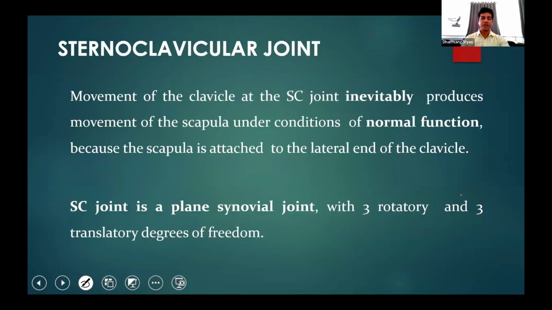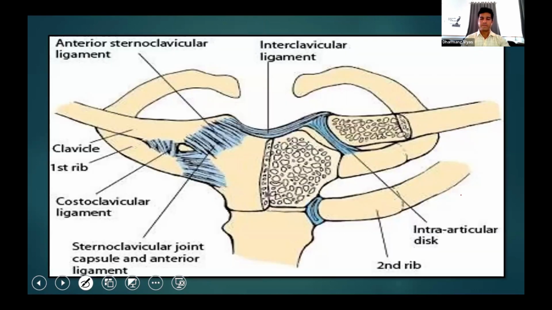Talking of the sternoclavicular joint, it is a plain synovial joint with 3 rotatory and 3 translatory freedoms. We saw elevation, depression, anterior rotation, posterior rotation, and protraction and retraction that occurs along with the scapula. Right? So these are the structures showing the joint. We have the interclavicular ligaments, the costocoracoid ligaments, the first strip which connects with the clavicle here, and with the sternum as well, giving further stability to the clavicle.